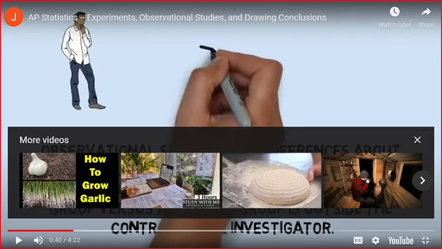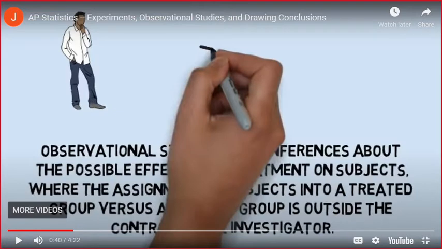Okay. Oops. I don't want that. I want this. Okay, so we need to write down what observational study is. This is one of the things that you're going to be talking about. So an observational study is where you're just watching what happens to the groups.